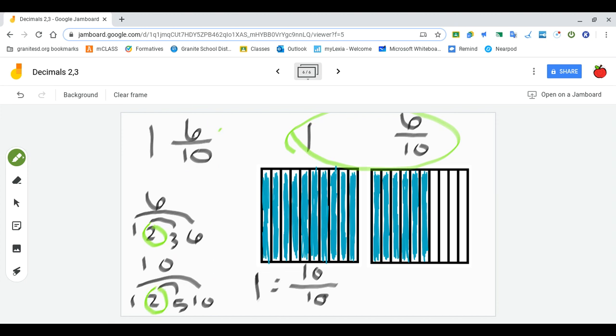So I'm going to divide both of these by 2, divide that by 2, and the simplified fraction that I'm going to get is 1, because I don't want to forget about the whole, but then 6 divided by 2 is 3, and 10 divided by 2 is 5. So 1 3/5 would be the simplified version.